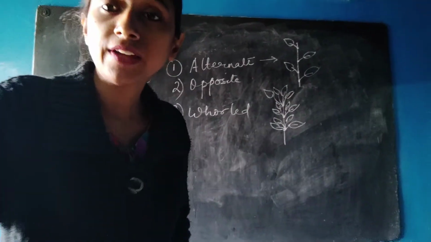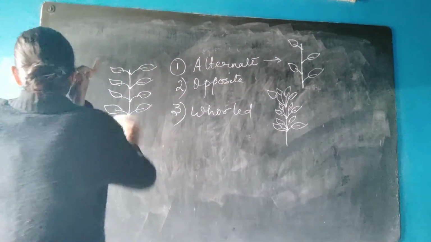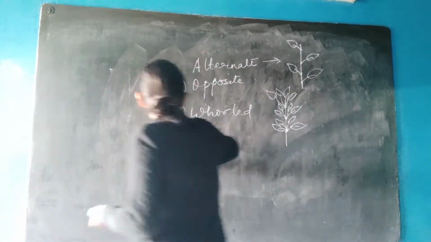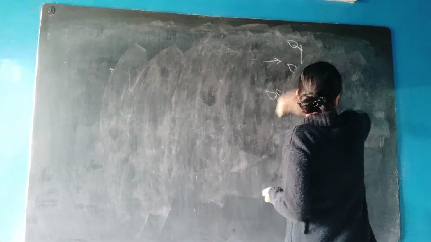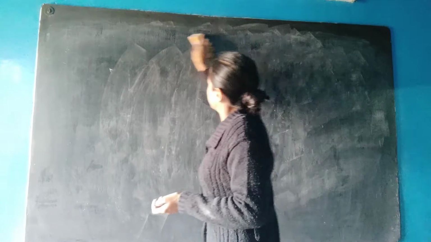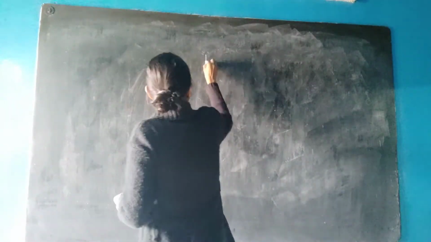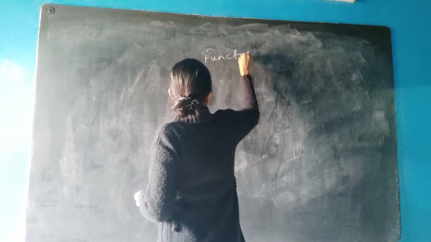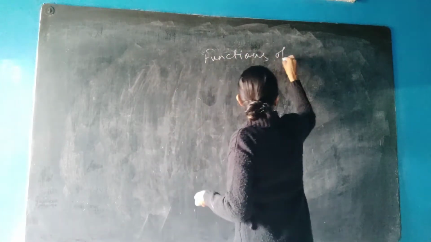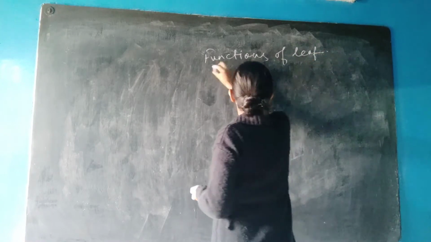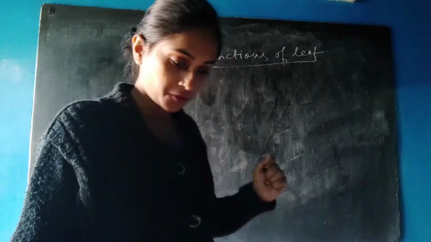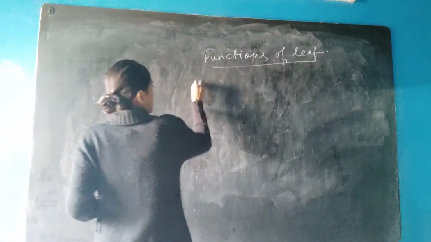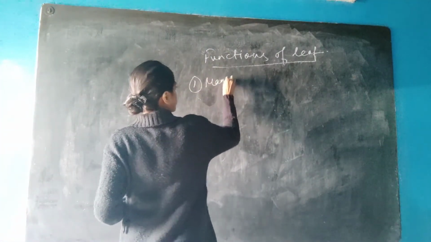Now next we will go to the topic of functions of leaf. That means what are the general functions of the leaf. Functions of leaf. What are the functions of leaf or what is its importance? First of all, first function is manufacturing of food.